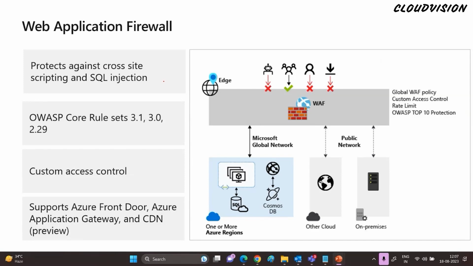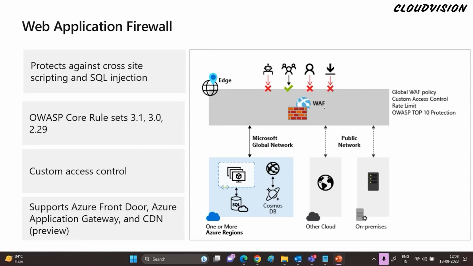So this firewall will work in two modes, prevention mode and detection mode. And in this WAF, it works based on OWASP, Open Web Application Security Project. Top 10 protections are there. Along with that, you can make your own policies. You can make your global policies, custom policies that can be applied.